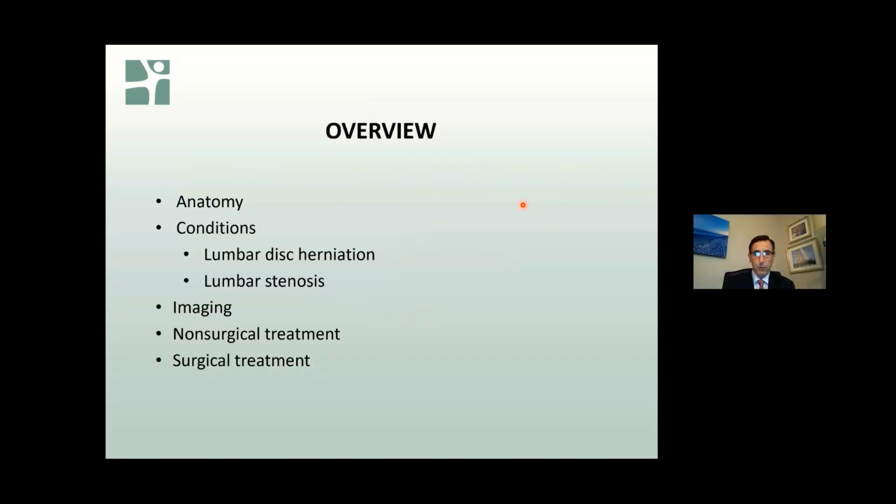I'll give you a little overview of what I'm going to talk about. Surgery is all about anatomy, so I'm going to give you some anatomy lessons, and hopefully it'll be understandable, but it's really critical to understanding what comes next. Then we'll talk about two conditions: lumbar disc herniations and lumbar stenosis. I'll show you the imaging, which is very important, and how we evaluate this and make decisions. And then we'll talk about non-surgical treatments for each problem and surgical treatments for each problem.